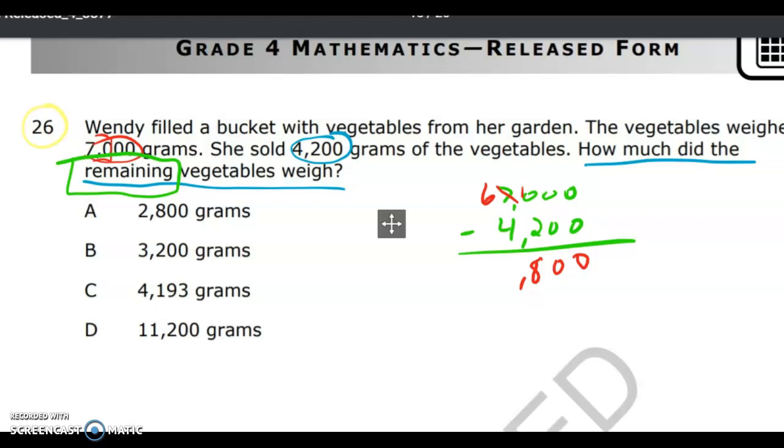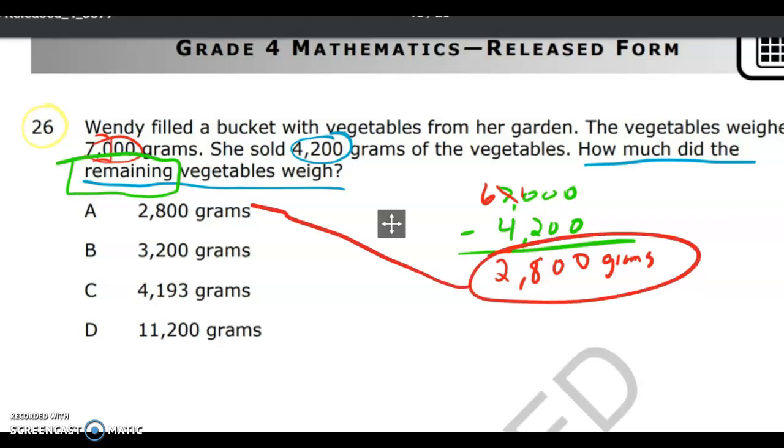So now that we've ungrouped, this 7 has become a 6. So we have 6 minus 4 is 2. And that's 2,800 grams. And let's see, we find our answer over here. Oh, it's right there. It's going to be A. So our correct answer for that one is going to be A.